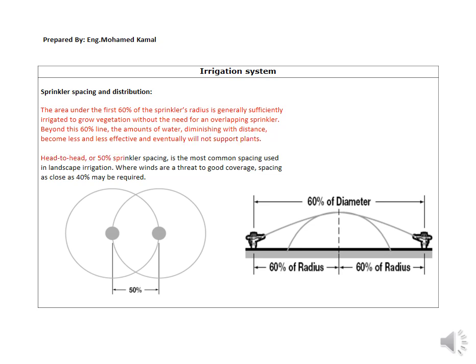Head-to-head arrangement or 50% sprinkler spacing is the most common sprinkler spacing used in landscape irrigation. Where wind is a threat to good coverage, spacing as close as 40% may be required. So, summarizing this, the common arrangement should respect a 50% overlap between each sprinkler and the other. And for high wind areas, where we have to be aware of the wind effect, we have to increase the overlap to 40%.